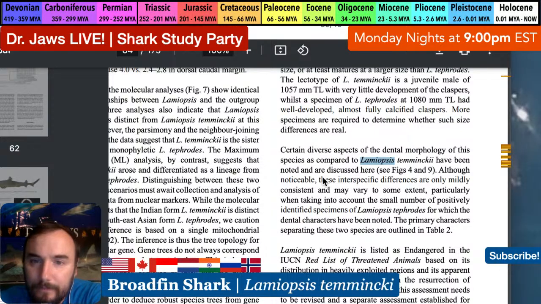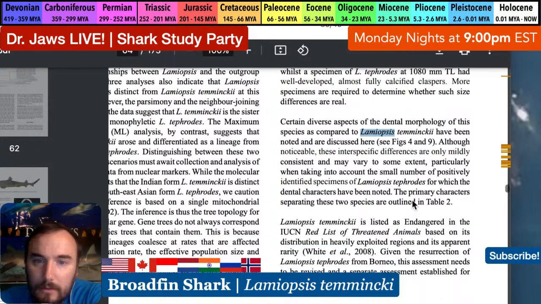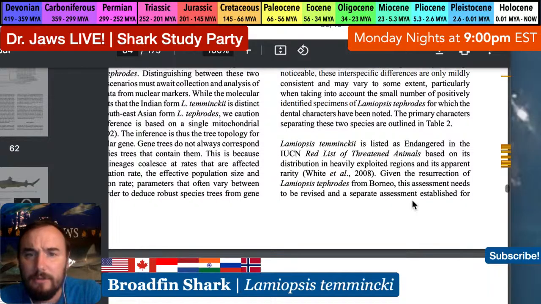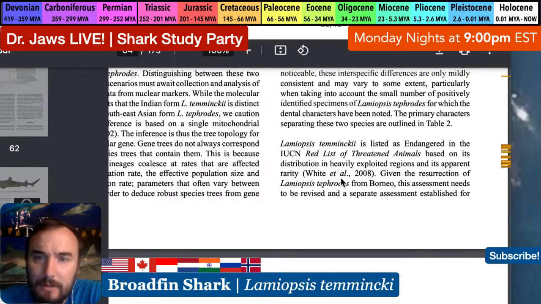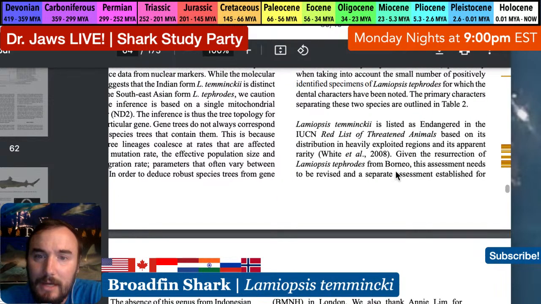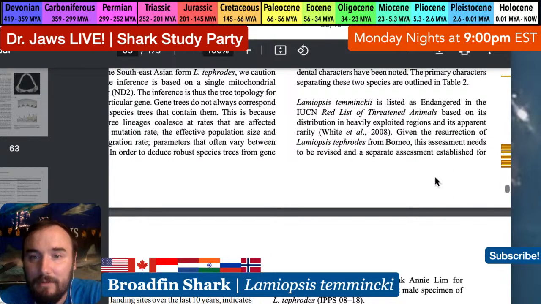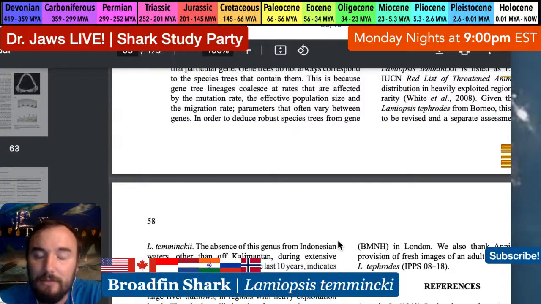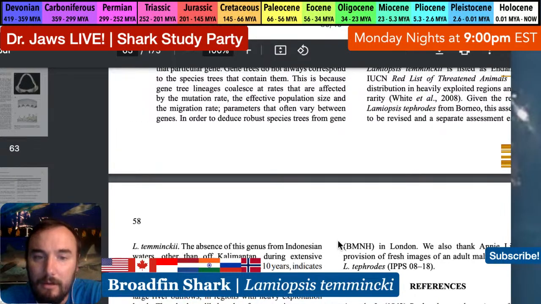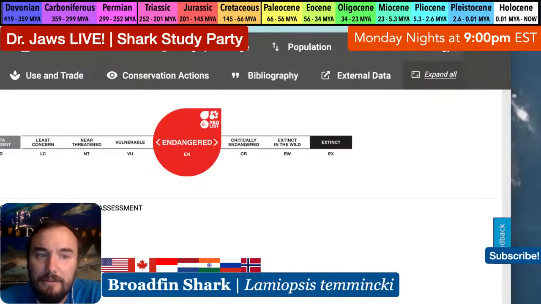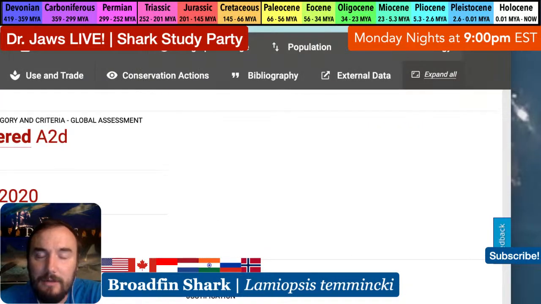Let's see. The broadfin shark is listed as endangered in the IUCN Red List of threatened animals based on its distribution in heavily exploited regions and its apparent rarity. Given the resurrection of Lamopsis tephroides from Borneo, this assessment needs to be revised and a separate assessment established for the broadfin shark. So that's a little scary, although, again, this article came out in 2010, and the IUCN Red List updated the assessment in 2020.